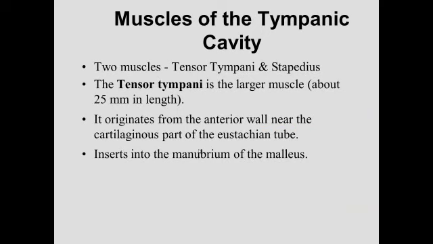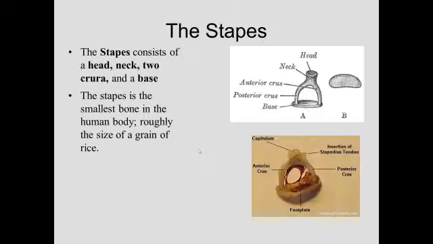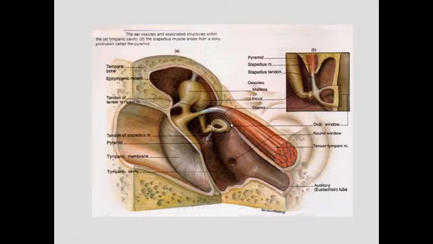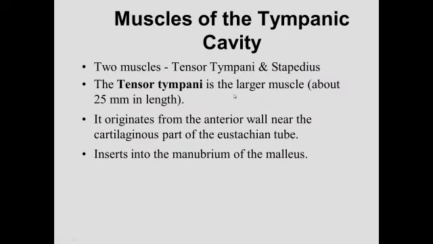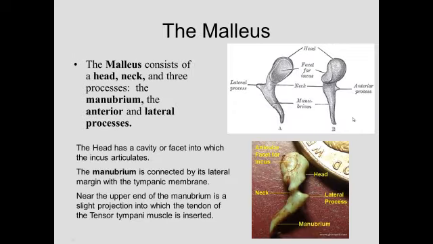As mentioned before, there are going to be two muscles in this cavity. And here we see the attachment for one of them. And here we see the attachment for the other one, the tensor tympani muscle and the stapedius muscle. The tensor tympani is the larger of the two, and it originates from the anterior wall of the middle ear space, inserting into the manubrium of the malleus at that anterior process.